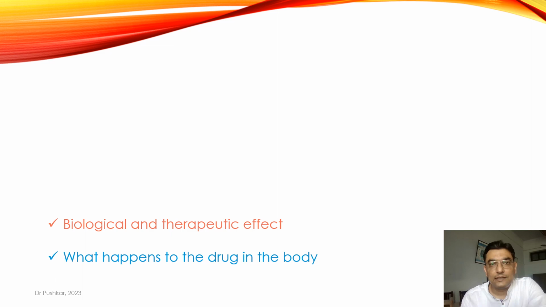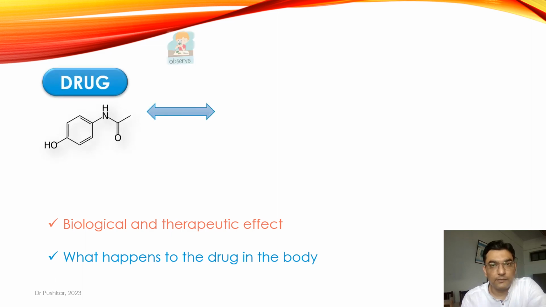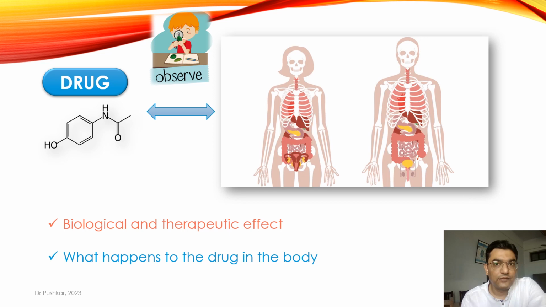We know that when the drug interacts with the body, two things will happen. First, the drug will activate or inhibit the normal body processes and have some biological and therapeutic effect. And second, something will happen to the drug in the body. So the drug will do something to the body, and the body will do something to the drug.